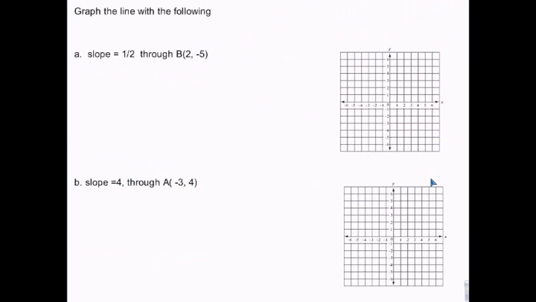Tell you to graph a line with a slope of 1/2 through a point. Okay, so first you find the point. So step 1 is graph this. Okay, so I have 2, negative 5. That's my point. Okay, now my slope is 1/2. That means I'm going to go up 1 and over 2 from that point. So I go up 1 over 2.